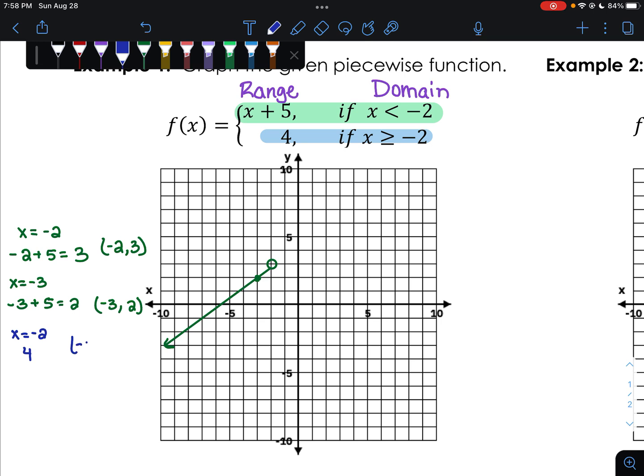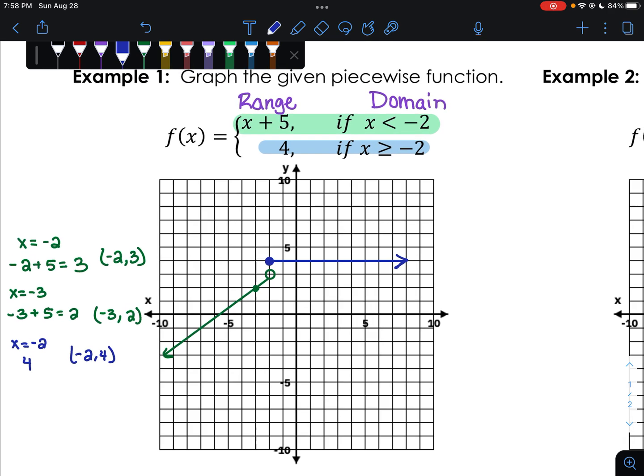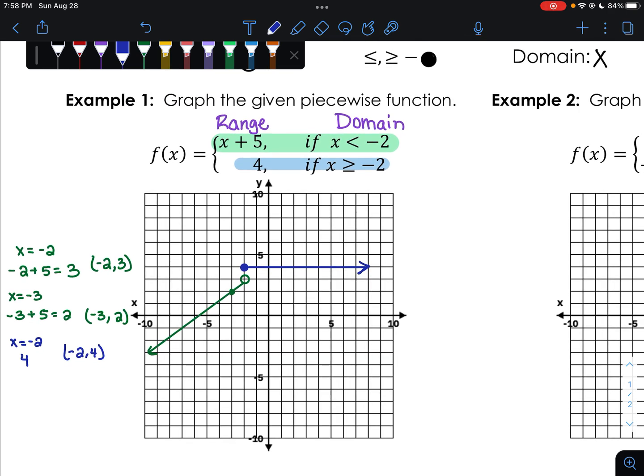So I have the point negative 2, 4. But for this one, it is going to be a closed circle because it has an or equal to. And again, no matter what values I pick that are greater than or equal to negative 2, it's always going to be 4. So we get this horizontal line like that. And so that is what our piecewise function looks like for example number 1.